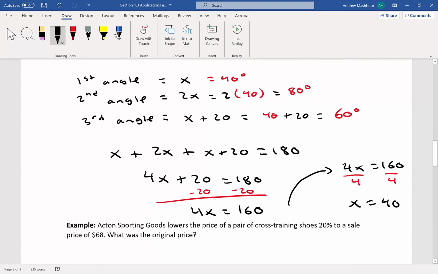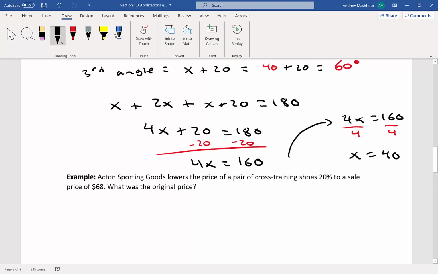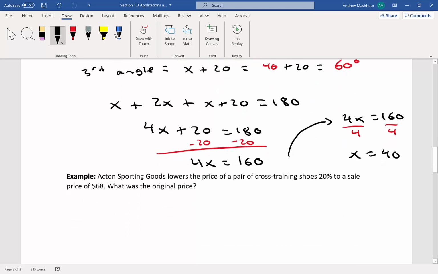Let's take a look at a different type of problem. Okay. In this example, it states, Acton Sporting Goods lowers the price of a pair of cross-training shoes 20% to a sale price of $68. What was the original price? Okay. So in this problem, we have one unknown, which is the original price. So let's let x be equal to the original price.